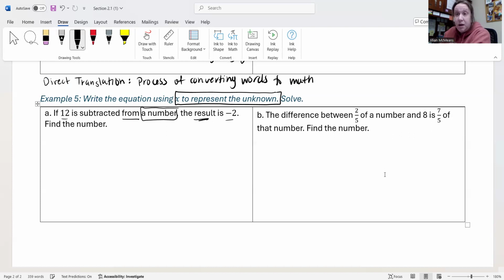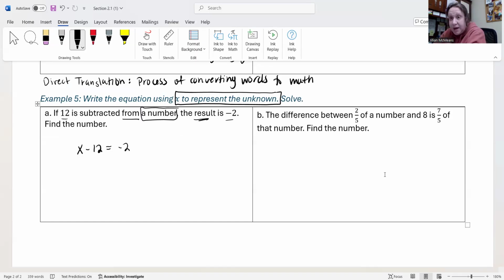So we want to take a number. We don't know what the number is. The directions tell us to use x. We want to take some number, and we want to subtract 12 from that, because it says if 12 is subtracted from a number, so x minus 12, the result is, that's our equals, the result is -2. Find the number. We're just taking x minus 12 as -2 and solving it.